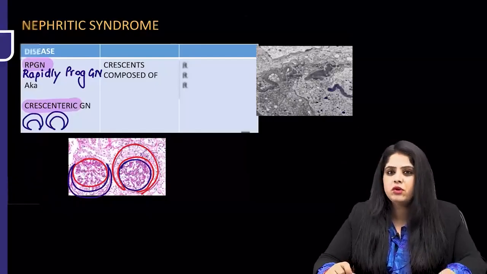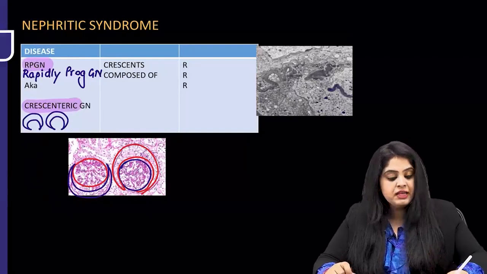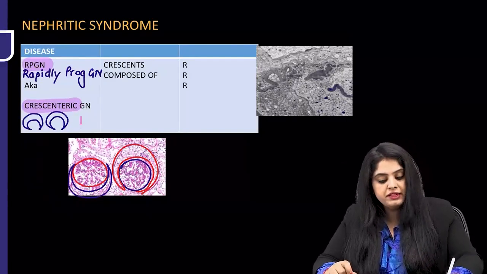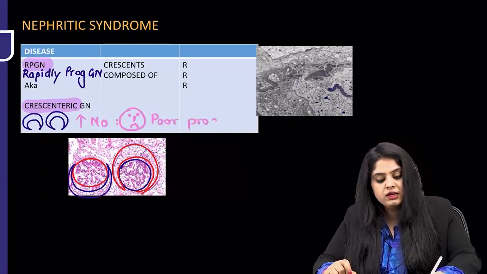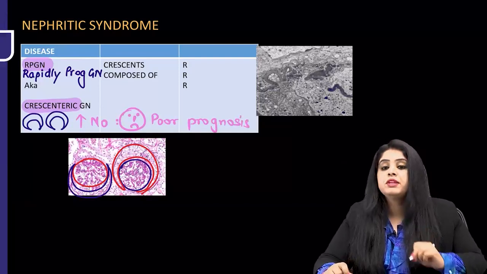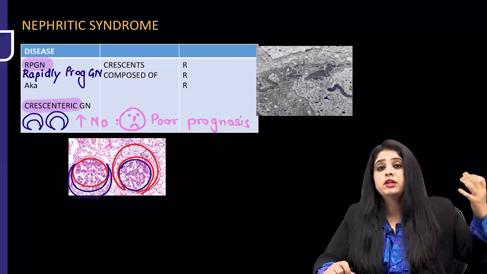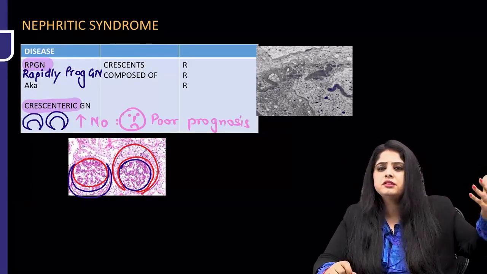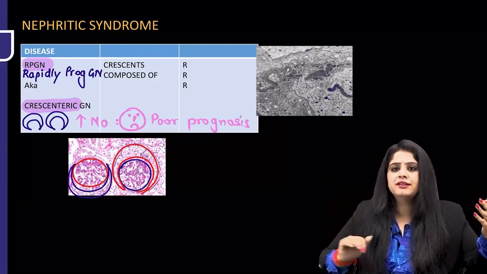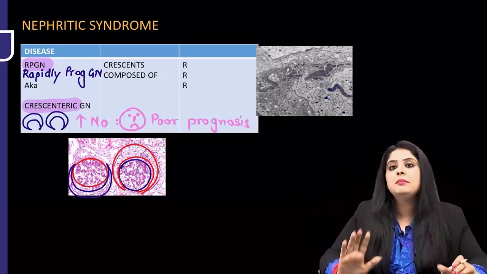So is there any prognostic significance? Yes, because more the number of crescents, poor is the prognosis of the patient. It's going to carry a poor prognosis for the patient. So if I say 5 crescents or 10 crescents, as I'll keep increasing the number, the clinician is going to be sadder and sadder, because more the number, bad the prognosis.